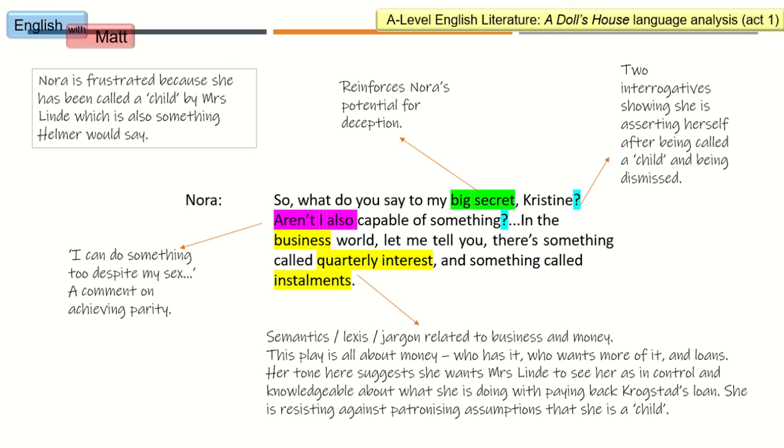She also says, "Aren't I also?" And of course, whenever you've got the word "also," it means that they're trying to get parity with something. So what she's trying to say is, aren't I also capable of doing something despite my sex? So she's resisting against women just being sidelined and the world of money and finance and business being exclusively for the men. So it links to that phrase when she talks about earning money. She says something like, it was almost like being a man, meaning she took control and she found it quite liberating that she could also earn money.